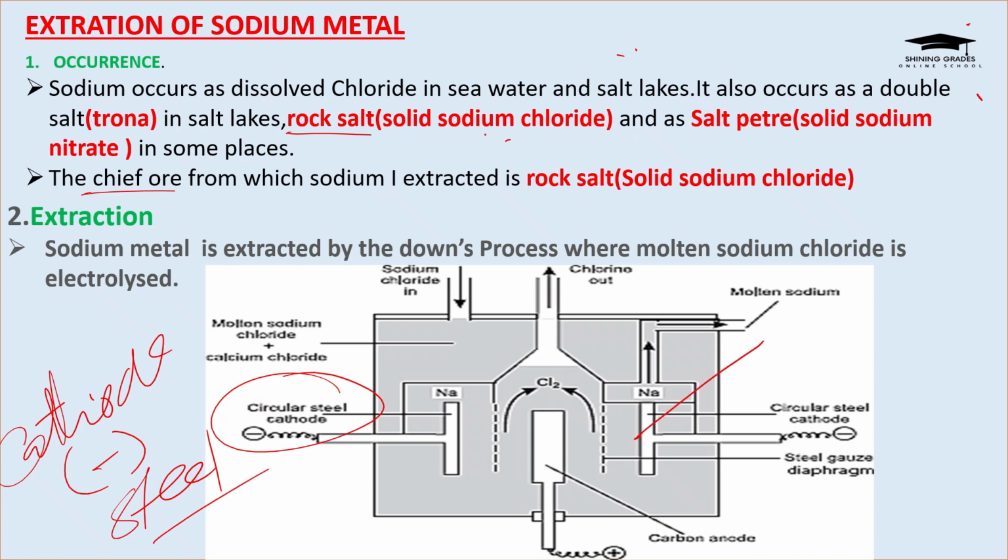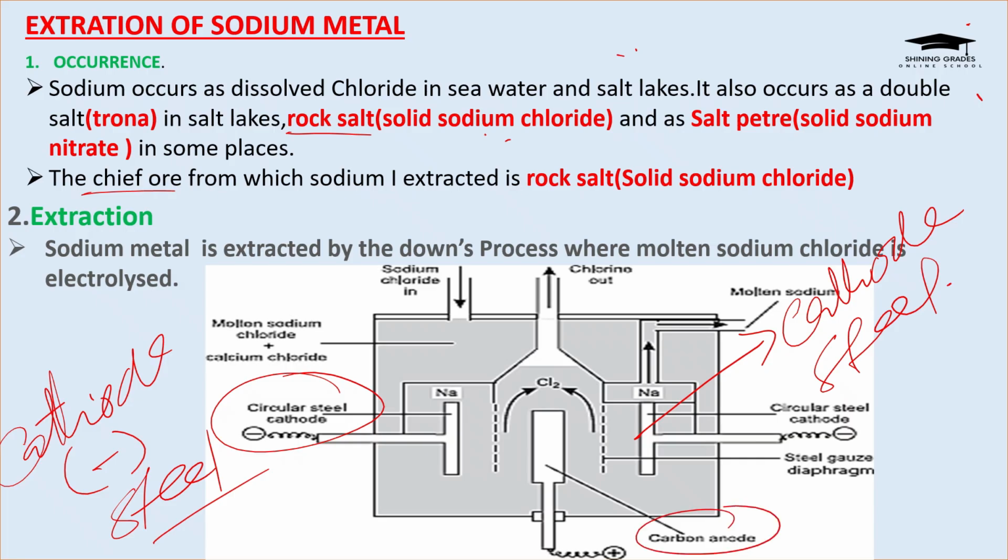When you observe it, you will see it on the left and on the right side of the cell. So we can also see the cathode on this particular side, which is made of steel. You will also notice carbon being used as the anode. The anode is the positively charged terminal. In our case, carbon is used as the anode.